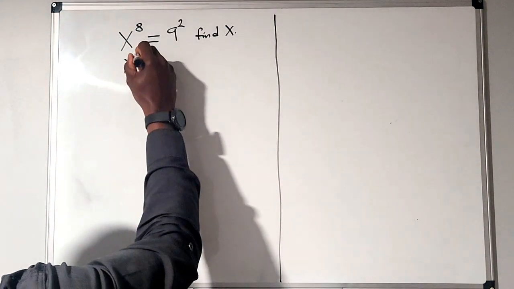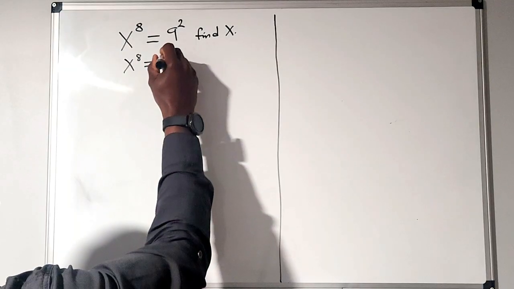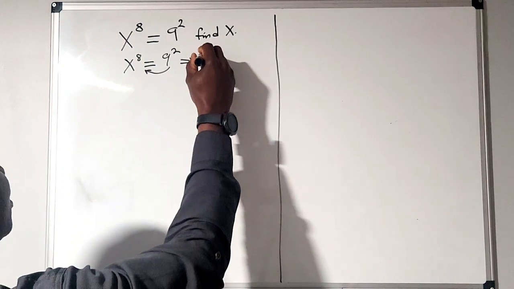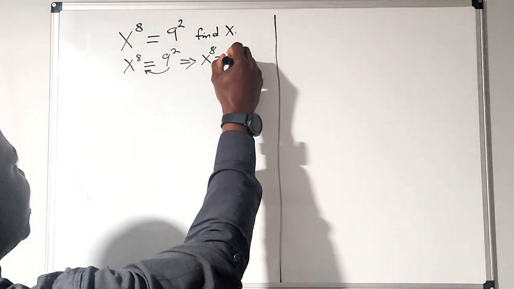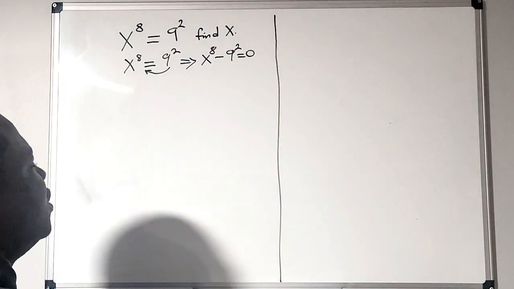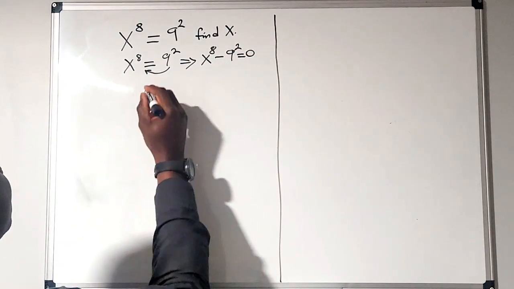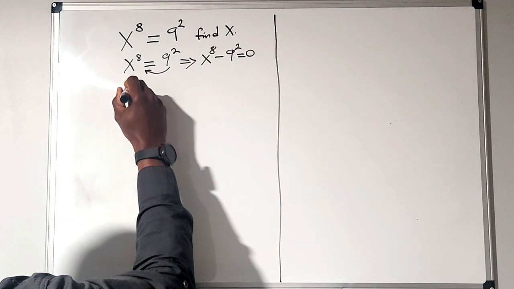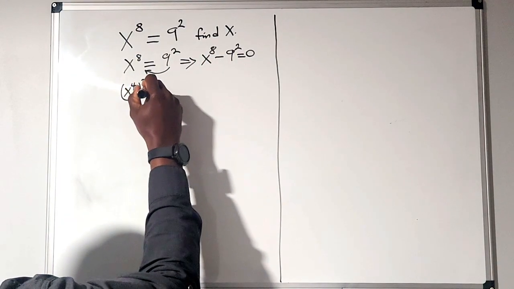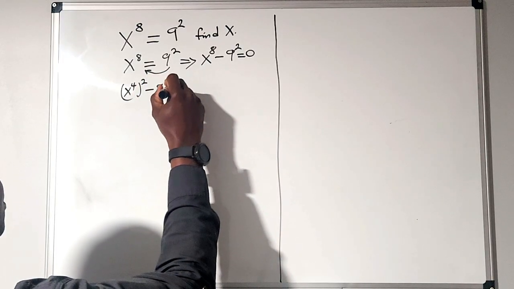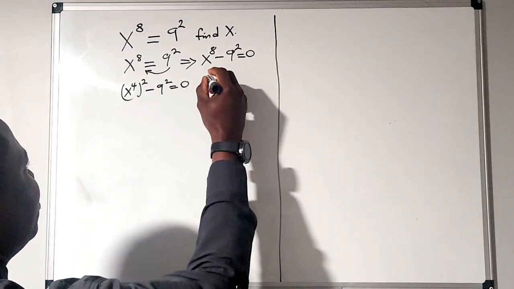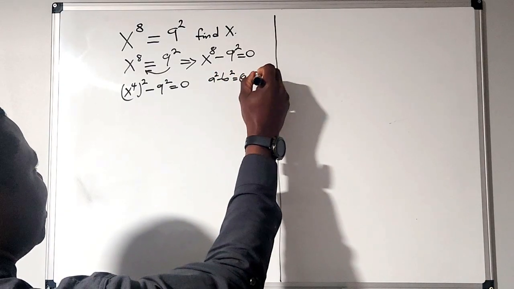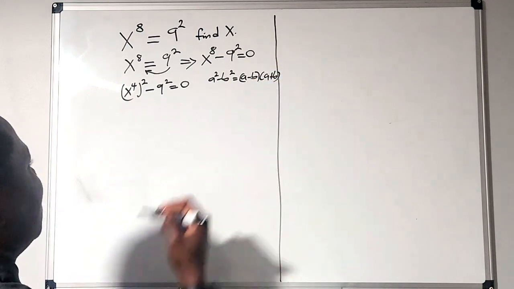So we start by saying x^8 equals 9 squared. So we'll move this over here. We have x raised to power 8 minus 9 squared equals 0. Now, let's rewrite this. This becomes x raised to power 4 squared minus 9 squared equals 0. We're trying to rewrite this in the form of a squared minus b squared so that we have (a minus b)(a plus b).